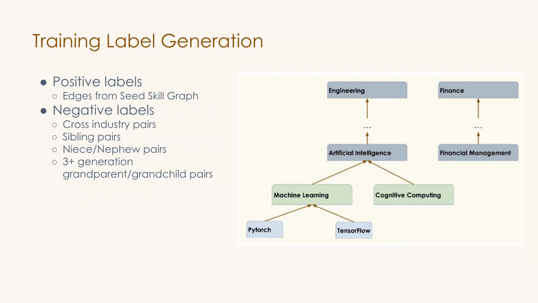The second is sibling pairs. For example, PyTorch and TensorFlow are siblings under machine learning, so those two are negative labels. We also have niece-nephew pairs, such as TensorFlow with cognitive computing, and also third-plus generation pairs such as engineering and PyTorch. These pairs are also negative labels.